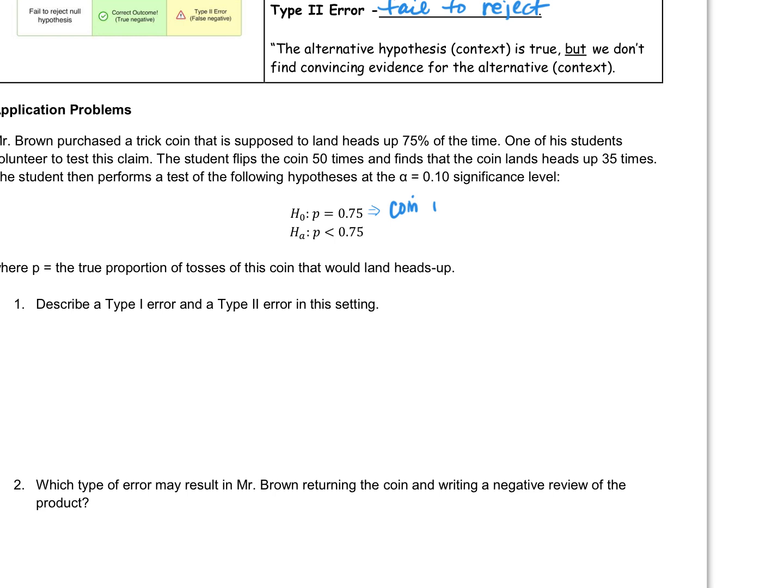How do I say it better? The coin is heads 75% of the time.